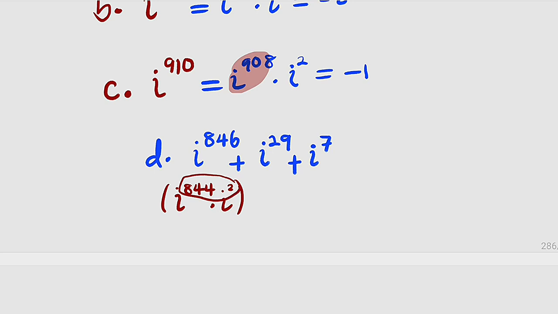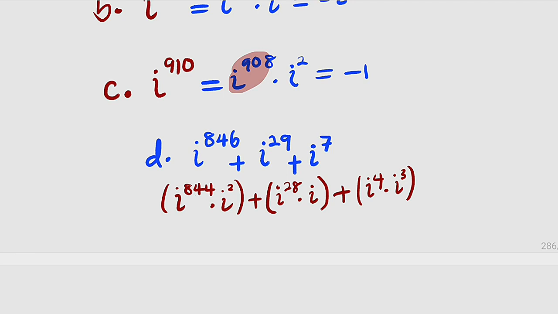to get 846. Then the second one, plus i to the 29, can be expressed as i to the 28 multiplied by i to the first power. So we have i to the 28, which is a multiple of 4, then multiplied by i to the first power, which is the same thing as i. Then plus the last one, i to the 7th is the same thing as i to the 4th multiplied by i to the 3rd. So we know that all these ones will give us 1.